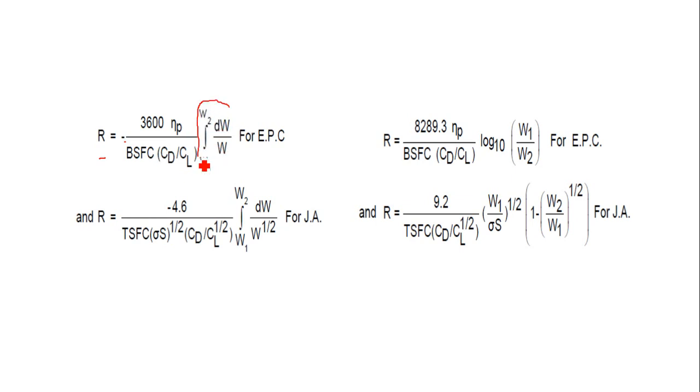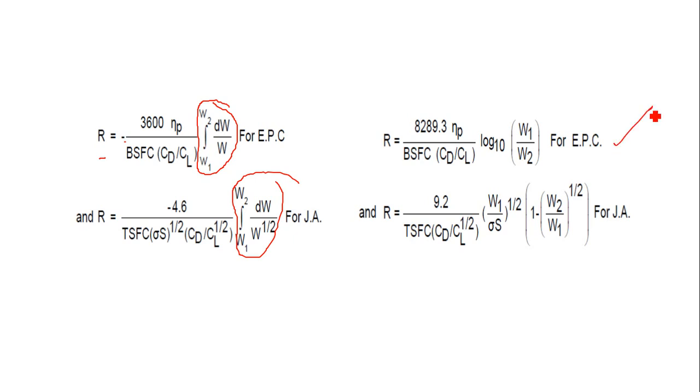What we need to do is integrate this. This dW divided by W, for jet powered and for engine powered also, we need to integrate the weight of the airplane, that is dW by W. After integrating we will be getting 8289.3 eta_p divided by BSFC into CD by CL ln W1 by W2.